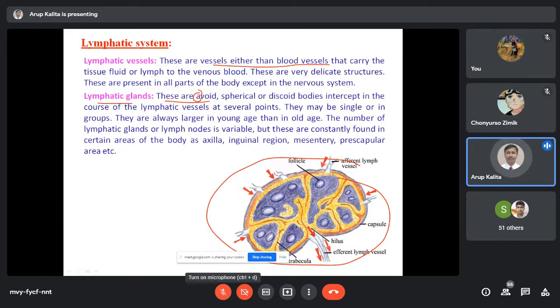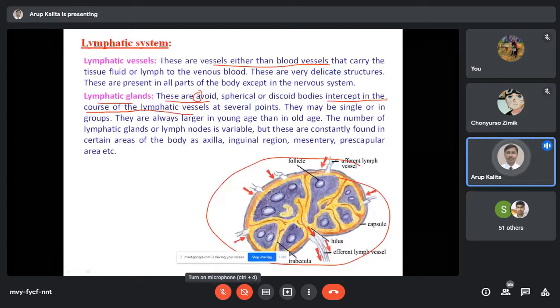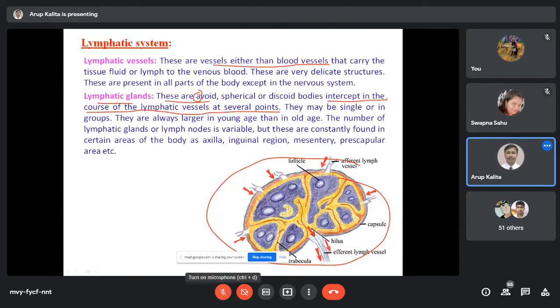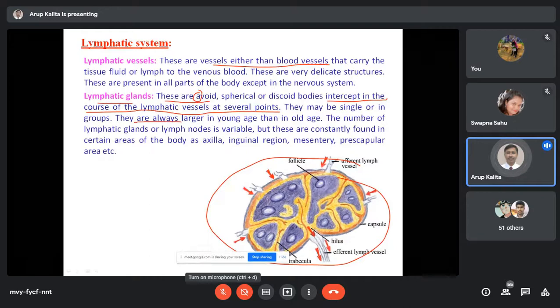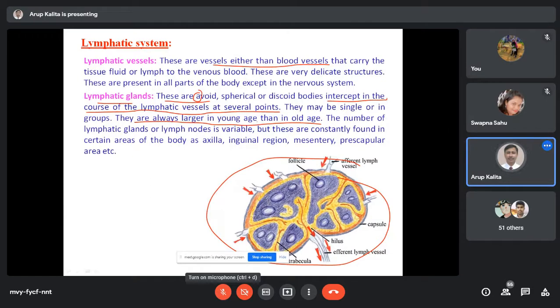Intercepted in the course of the lymphatic vessels. Already I told you, is not it? Intercepted in the course of the lymphatic vessel at several points. Understood this line? They may occur as single or in groups. They are always larger in young age than in old age. So in young age it is larger, in old age it is smaller. Why?